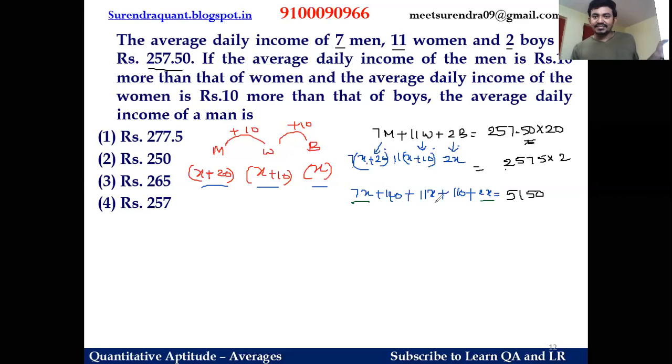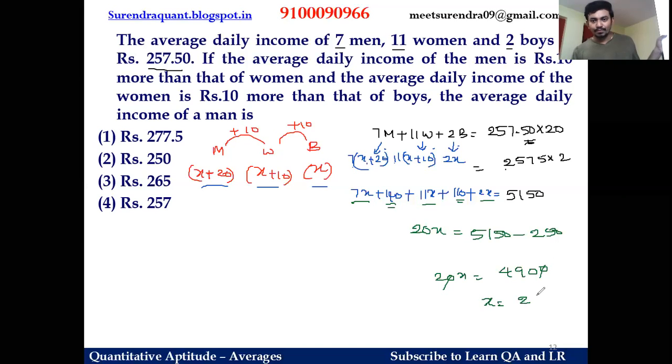7X plus 2X, 9X plus 11X, 20X. So 140 plus 110, 250. So if 250 comes to the other side, 5150 minus 250. So 20X equal to 4900, right? Because 150 less from 5000, 100 less, 4900. So 0 gets cancelled. What is X, guys? This is 245. So 245 rupees is the daily income of a boy, with income X. If a boy's income is 245, what is a man's income? 245 plus 20, 265.